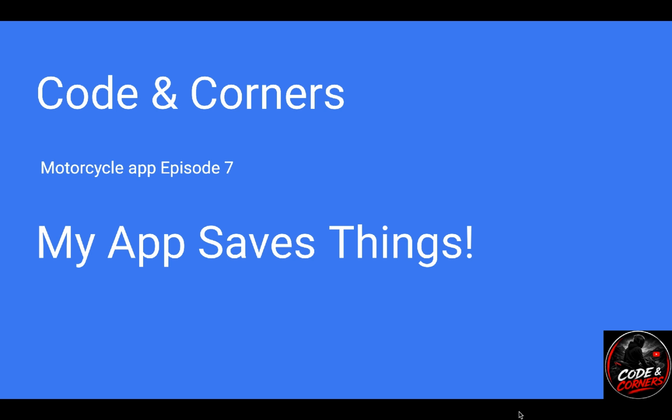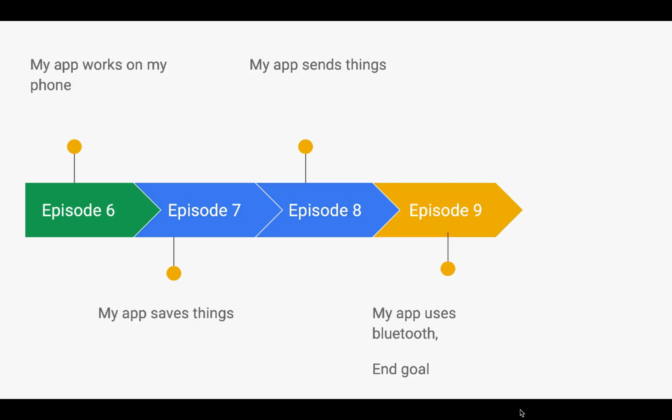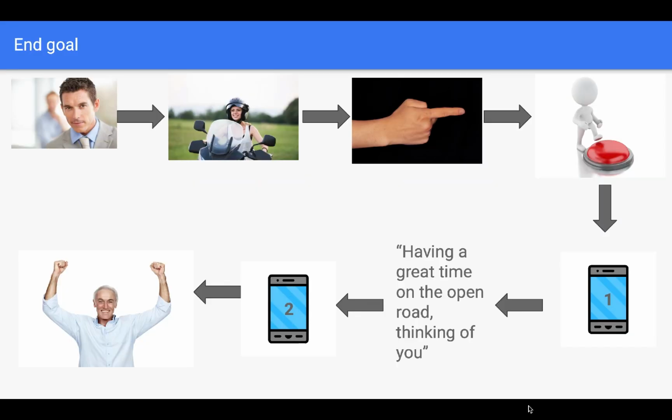Welcome to episode 7. We're going to save things. Very quick reminder, we've got 9 episodes. We're on episode 7. If you haven't watched them, please look in the playlist for the other videos. Very quickly, the end goal for this 9-part series is for you to press a physical button on your handlebars that makes our app send a notification to another device to let them know that we're safe.